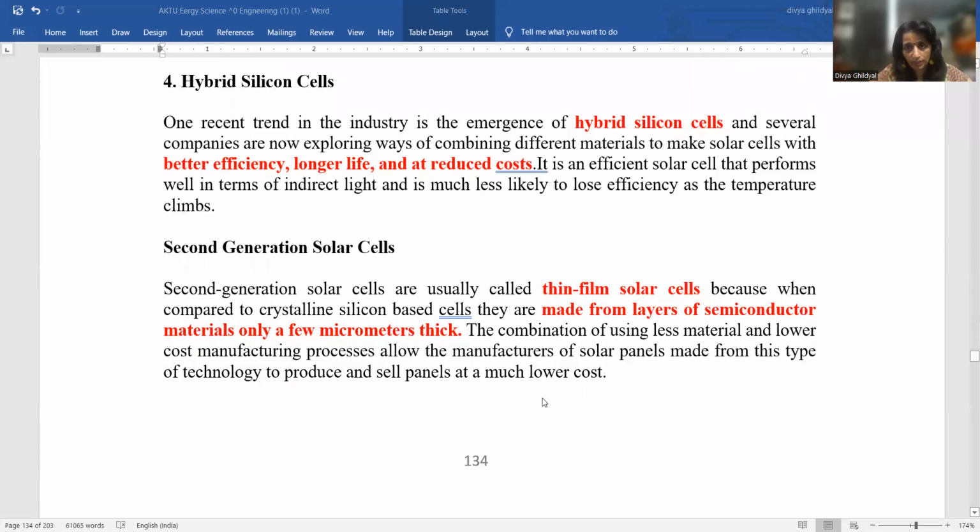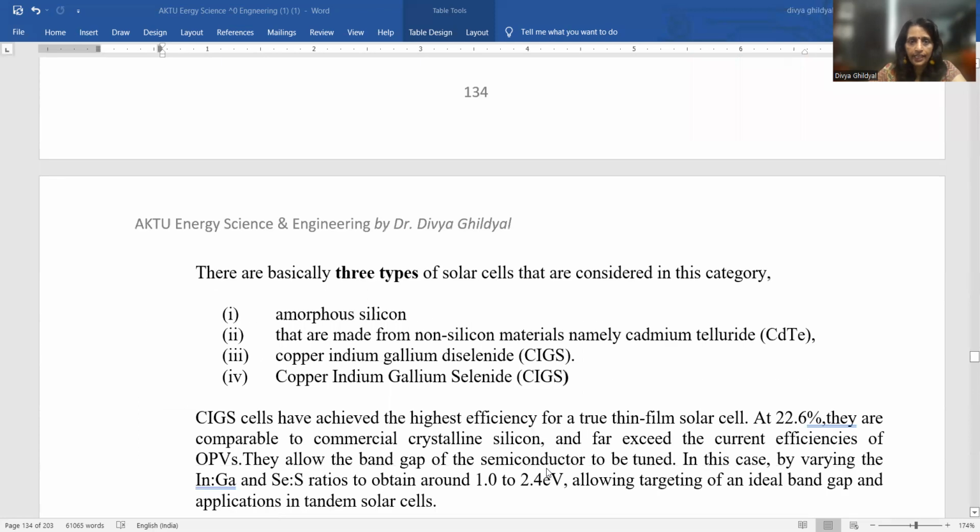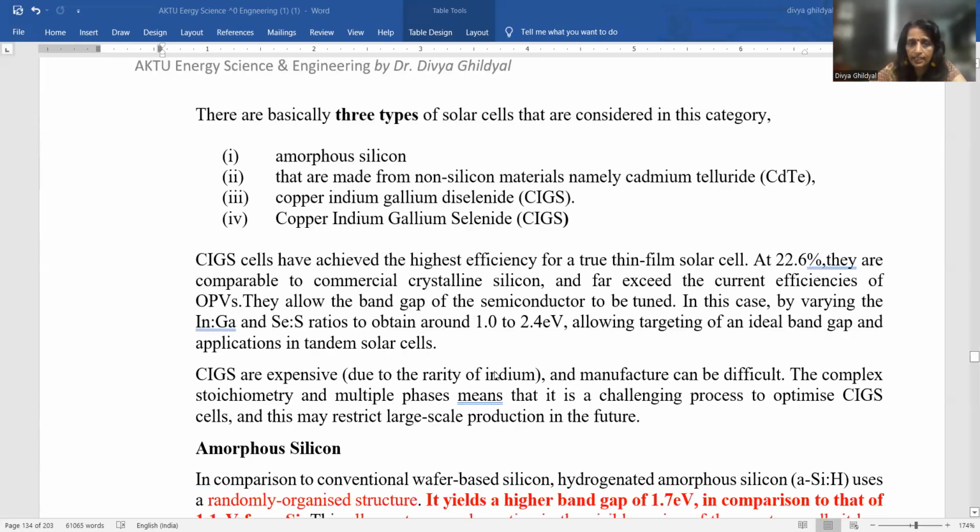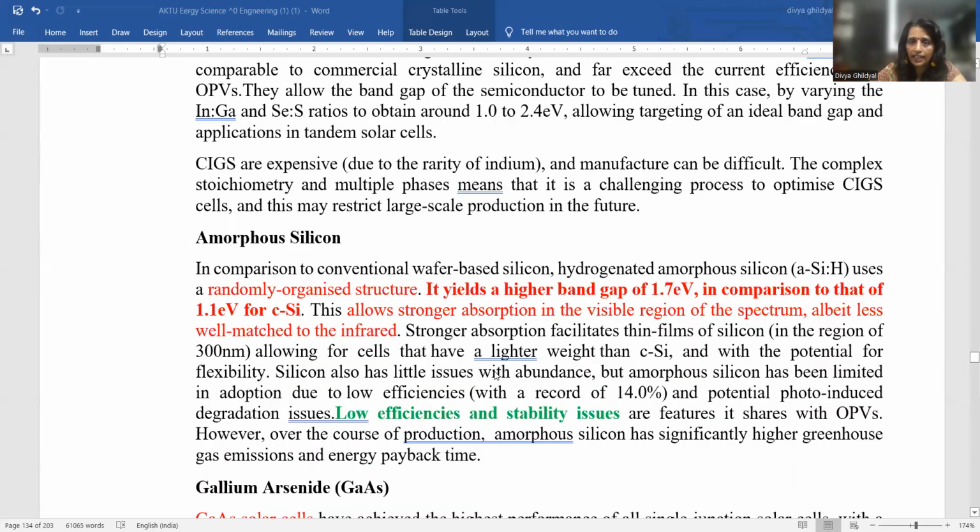Second generation solar cells are made from semiconductor materials only a few micrometers thick. There are three basic types of second generation cells: the amorphous silicon ones and the combined ones. In chemistry, you must be studying that when you combine them together, they are not single, like just silicon is not there. See, copper indium gallium selenide, copper indium gallium diselenide. These come under the second generation.